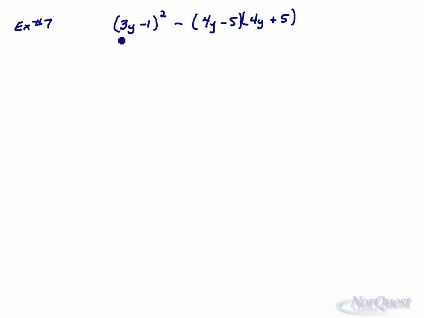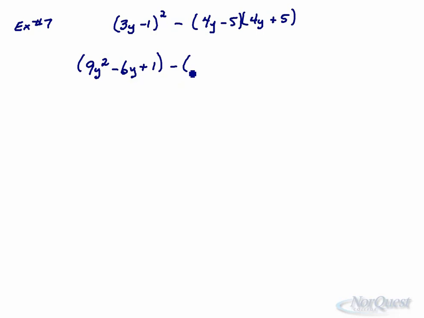When you have the perfect square, you square the first. So 3y times 3y gives me 9y squared. Multiply the 2 terms together and double it. So 3y times negative 1 gives you negative 3y, times 2 gives you negative 6y, and then square the last. Negative 1 times negative 1 is positive 1. And we're going to subtract, and notice I'm going to put brackets around this. This is a difference of squares.